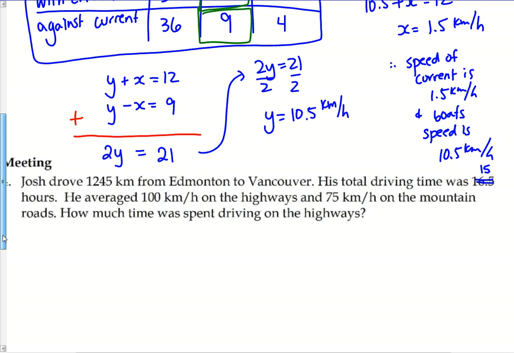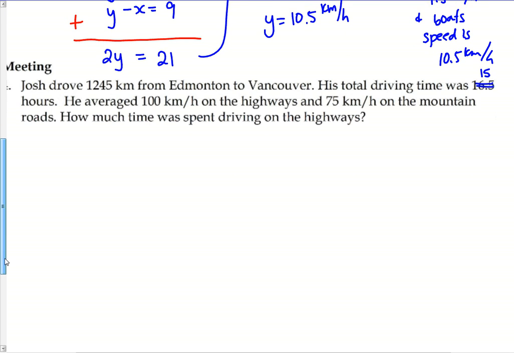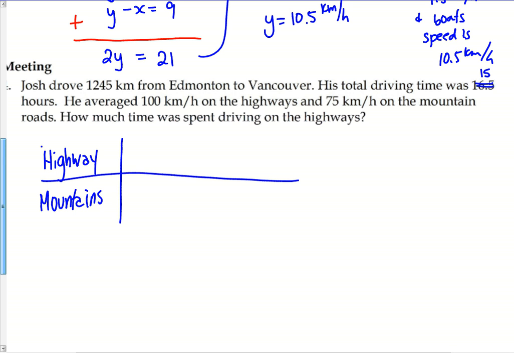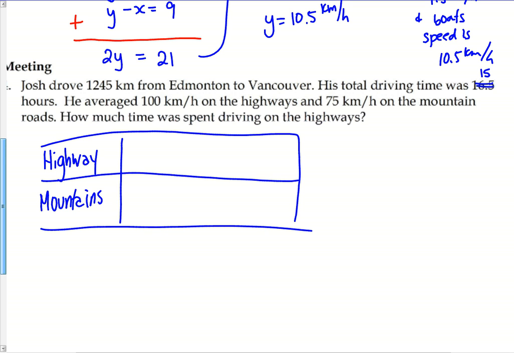So, what are our two situations here that they tell us information about? Highway and mountains. Okay. And D, R, T. What are we looking for? How much time was spent driving on the highways? Okay, so we're looking for time. So we know our variable is going to go in the time spot.